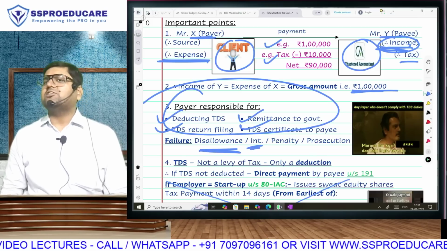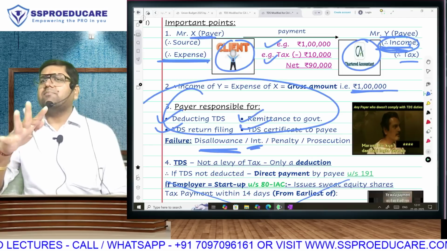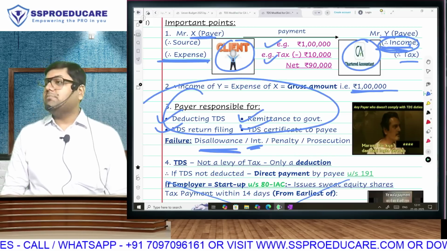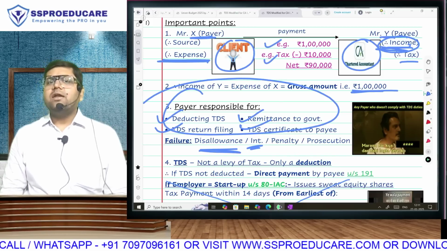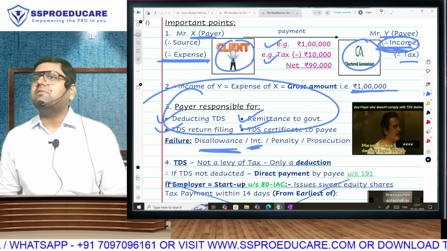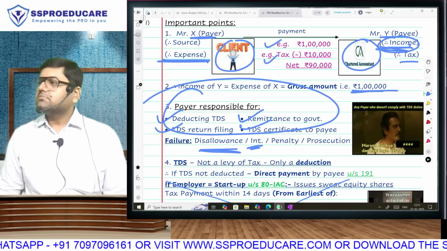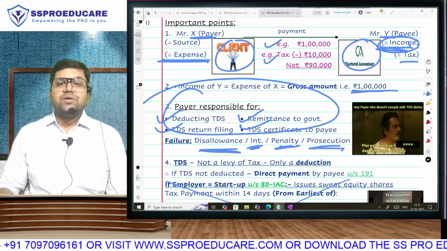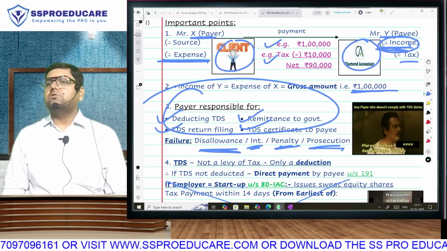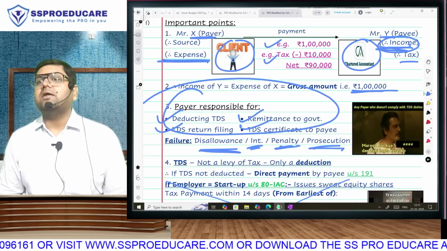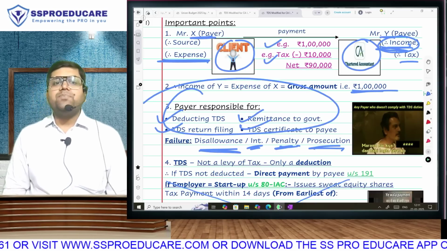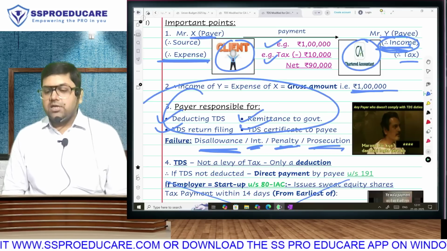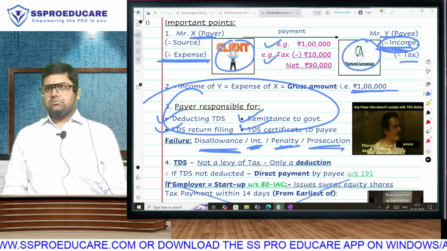All the interest calculations come in extreme detail in CA final. In Inter, I will roughly tell you what the interest is. If I don't deduct TDS, is that a crime? Think about it. And if I deduct but I don't pay to the government on time, is that also a crime? There will be interest for both. There will be penalty, and in extreme rare cases, you will go to jail also. TDS defaults can attract jail also. So a payer, whose income? Payee. Whose tax? Payee. You still do the duties.